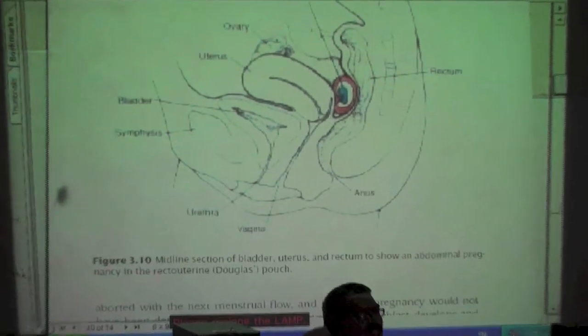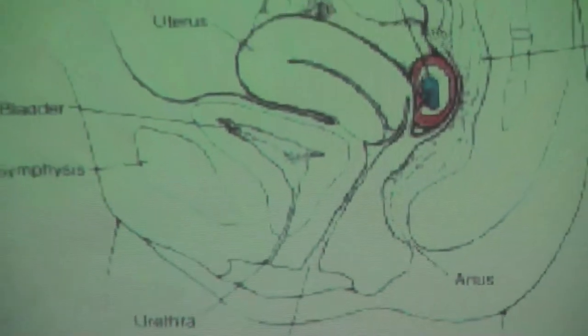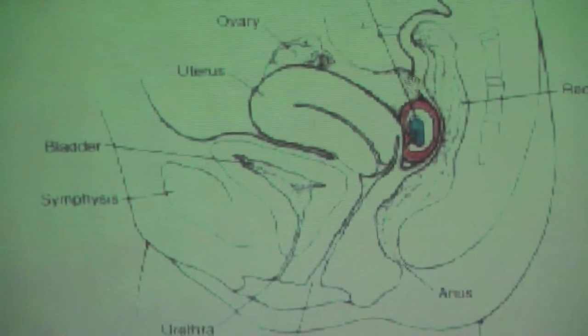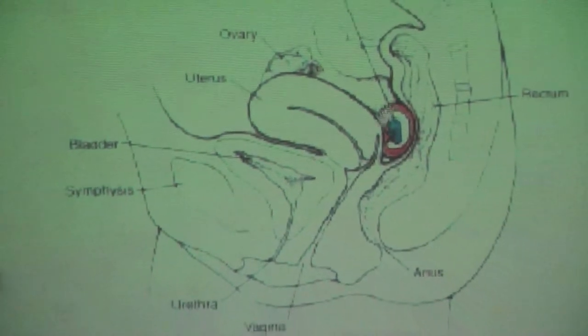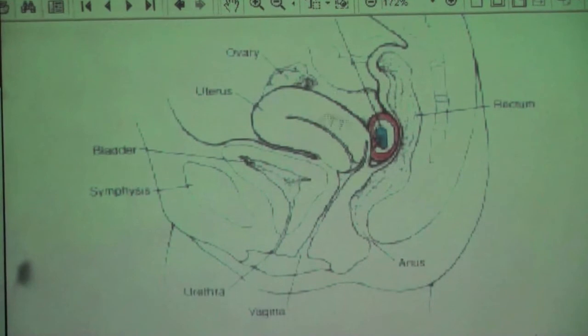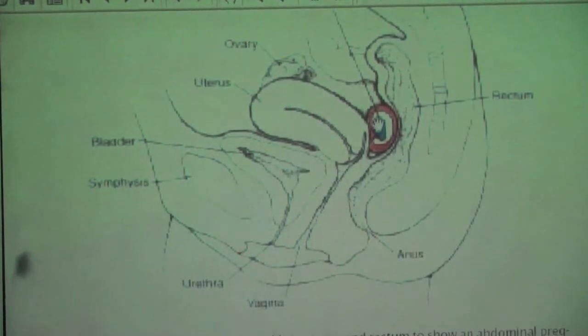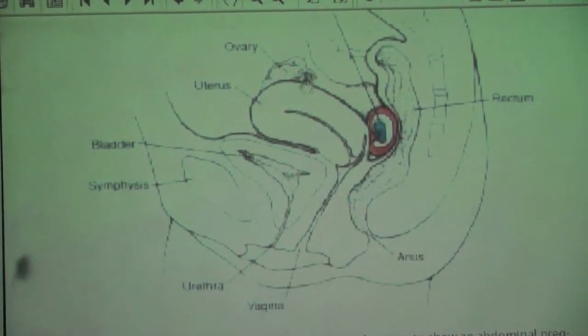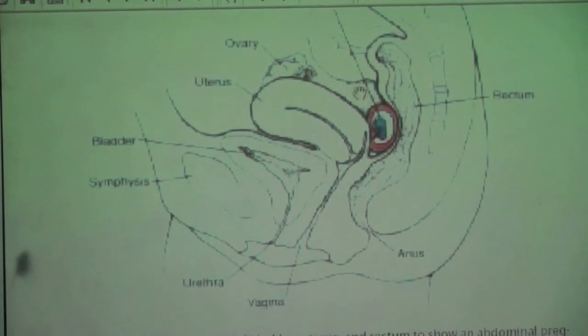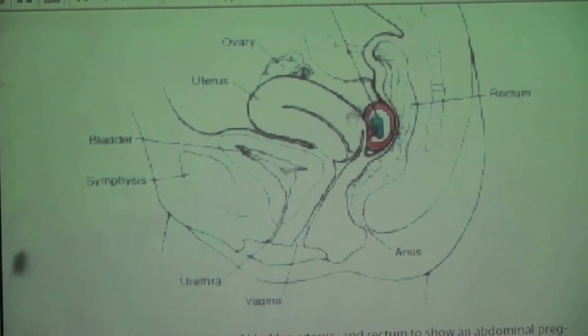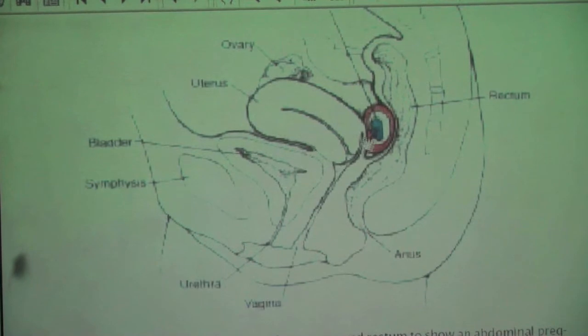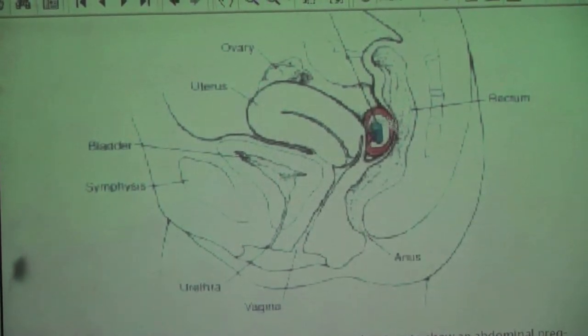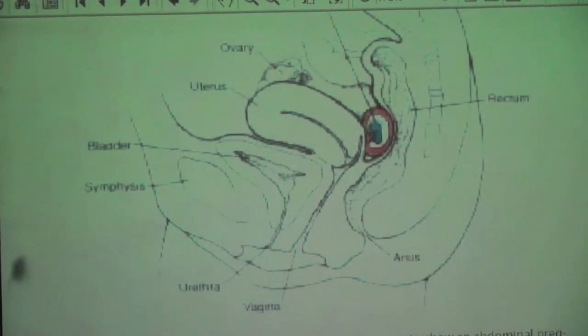Okay, this is a common site of ectopic pregnancy, within the peritoneum behind the uterus. So this is the rectum, this is the uterus, this is the vagina. Behind the uterus, in front of the rectum, this is the peritoneum, and within the peritoneum, this is called the pouch of Douglas. And in the pouch of Douglas, this gestational sac is present.